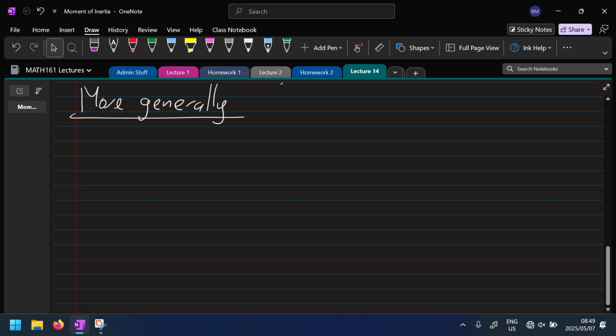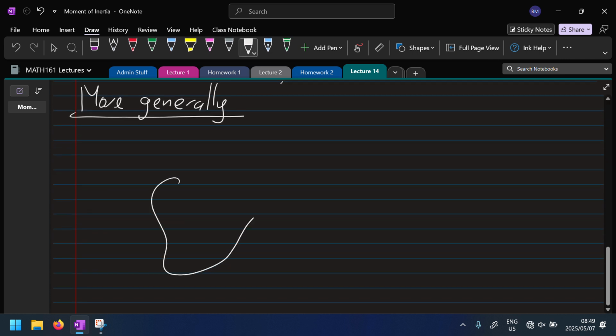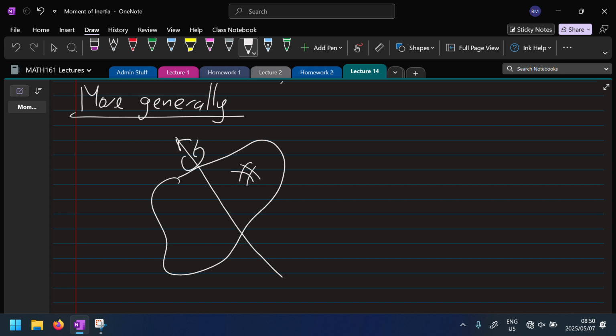So more generally, let's say we have that potato shape we had last time. Some weird shape. We don't really worry about what it looks like for now, but some 3D shape, whatever it might be. We choose an axis, so let's say through there, and we're going to rotate the shape around that axis.